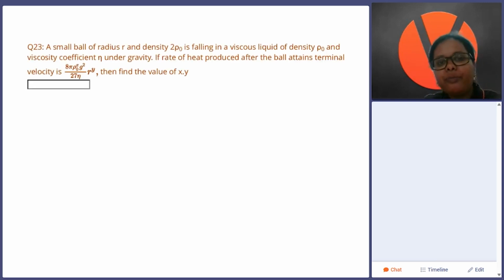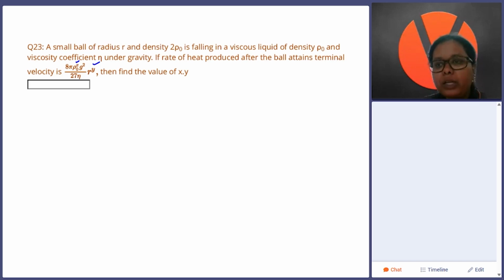A small ball of radius r and density 2 rho naught is falling in a viscous liquid of density rho naught and viscosity coefficient eta under gravity. If rate of heat produced after the ball attains the terminal velocity is of this value, see here rho naught power is x, r power is y. So all they're asking is the value of x and y, multiplication of these two.